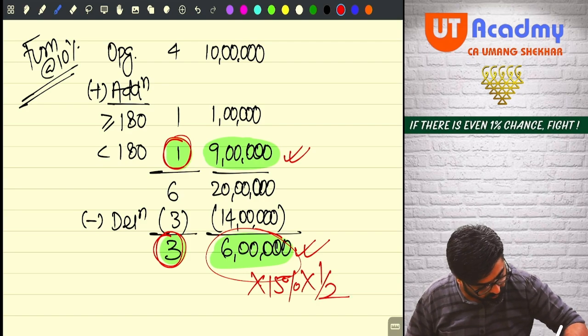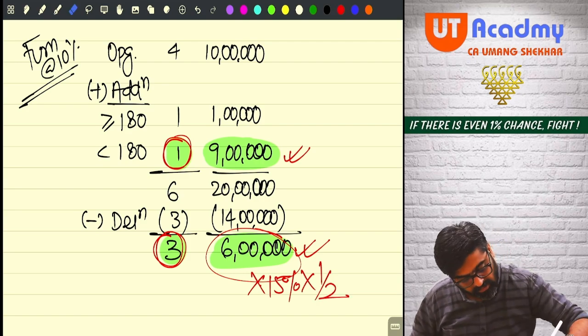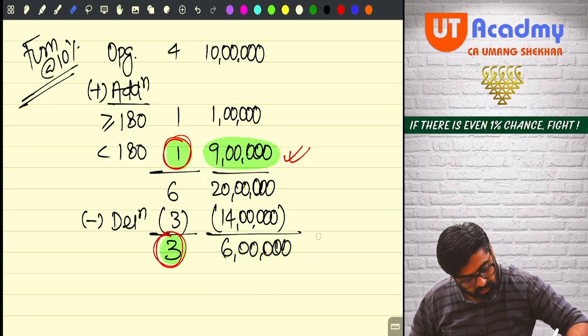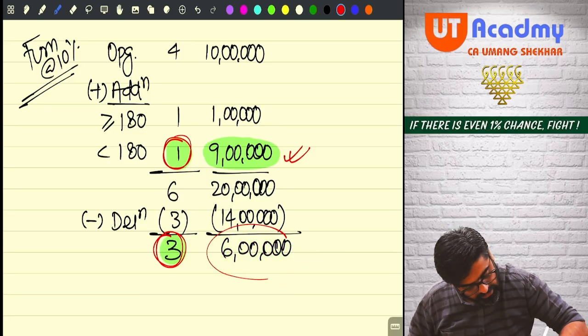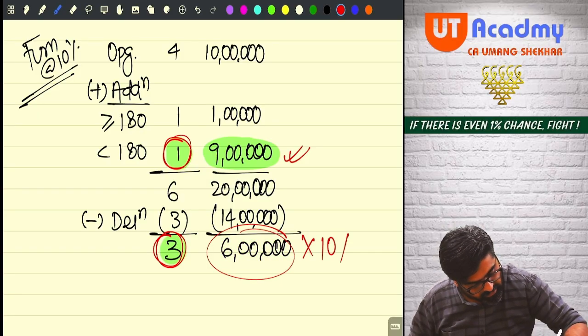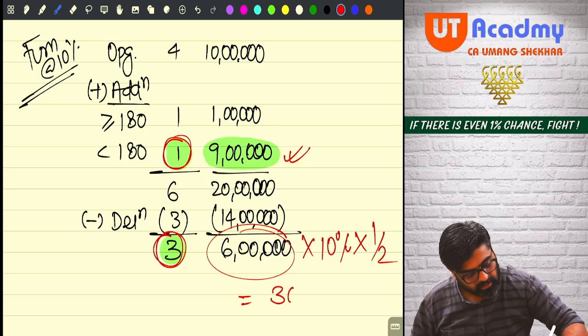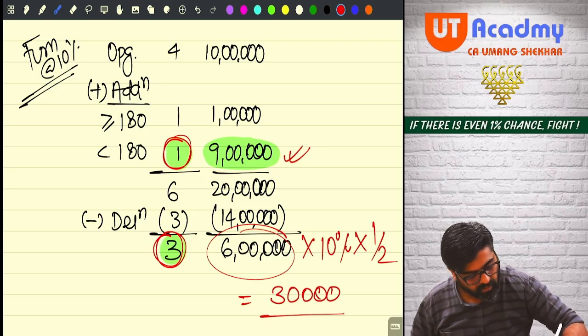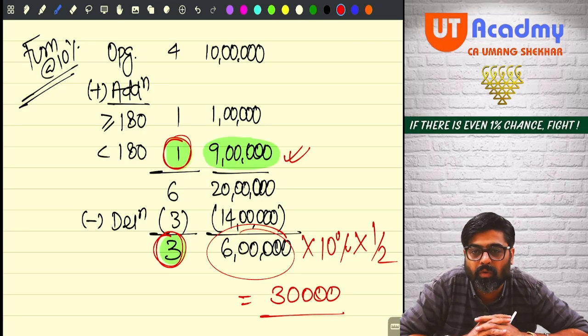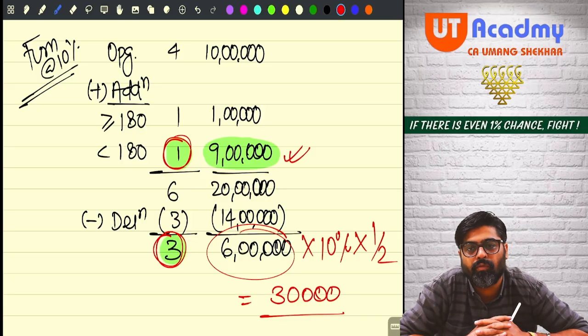Half of 15%. Sorry, we'll apply 10%, because the block is for furniture. Getting my point? So on this entire 6 lakh, I'll apply 10% furniture rate, and half of that, so 5% of 6 lakh will be 30,000 depreciation. Got it? So what will be the closing WDV? 3 assets will have 5 lakh 70 thousand. That will be the closing WDV, and that will become the opening in the next year.